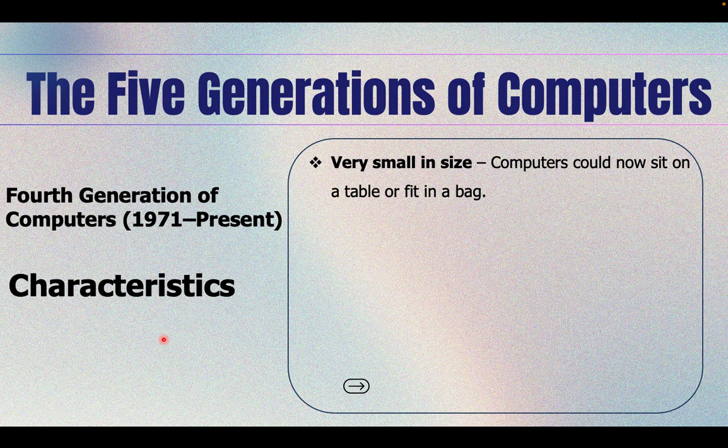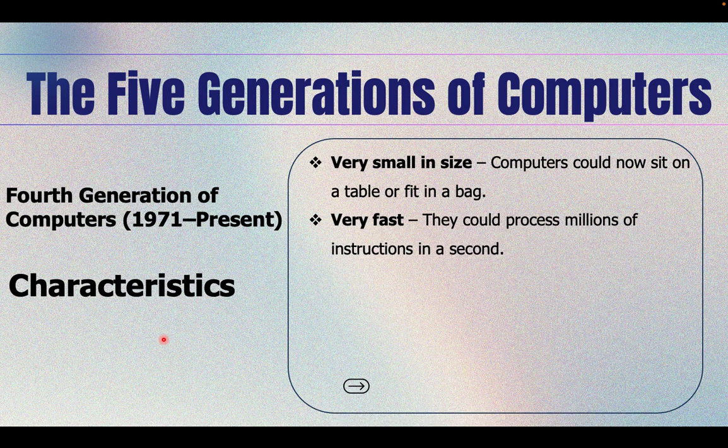Let's look at some of the basic characteristics of the fourth generation. The computers are very small in size. Computers can now sit on our table, fit into our bags and pockets. Very, very interesting. Now they became very fast.